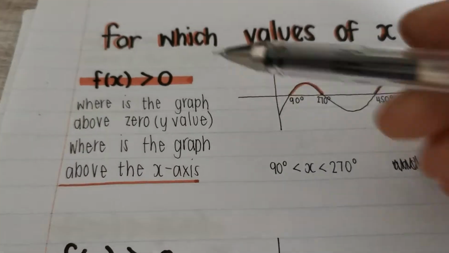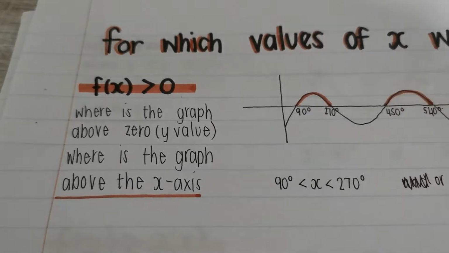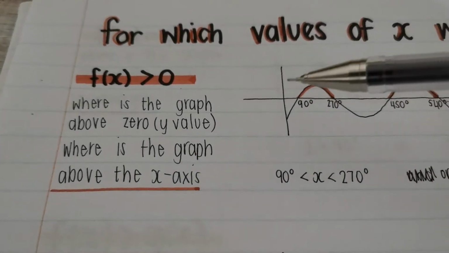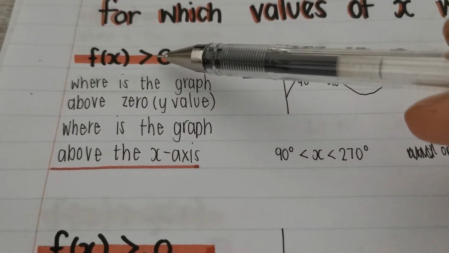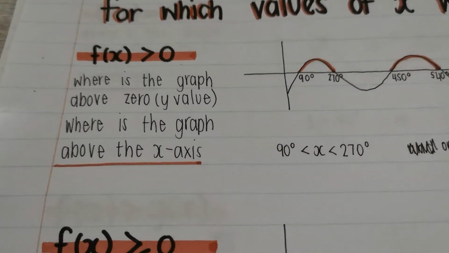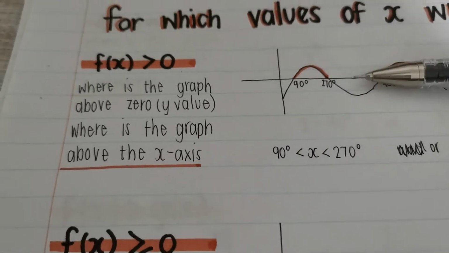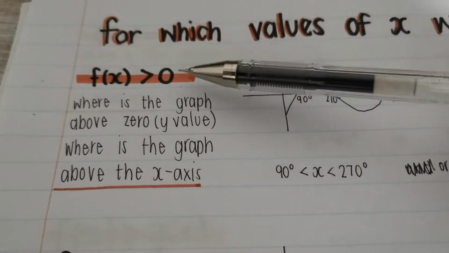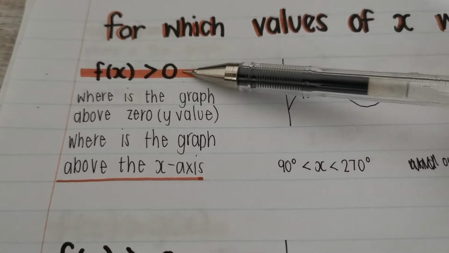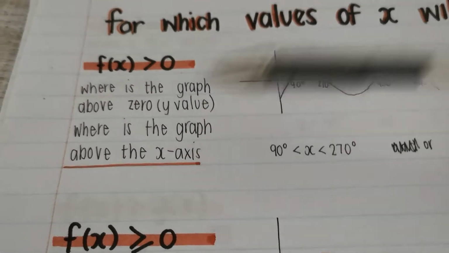Now when I say f of x greater than 0, what do I mean? I mean, where's my graph above the x-axis? Because greater than 0 means positive, isn't it? Any number greater than 0 is a positive number. And where are the positive y numbers? It's on this part over here, the top part. So anytime I see f of x greater than 0, I mean above the x-axis.